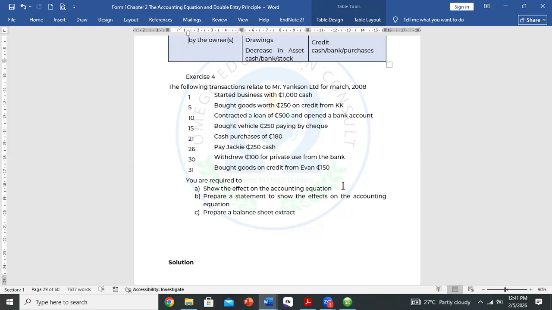But under exam conditions, which would be best? Now, if you can write the transaction, why not? Because writing pay Jackie 250 cash will not take you long. Even the longest of them, contracted a loan 500 and open a bank account, you can put it there. Okay. Plenty fish does not spoil soup. Okay. Any other questions?